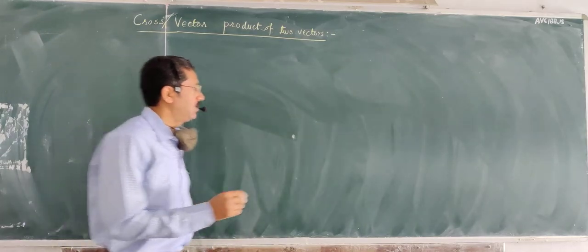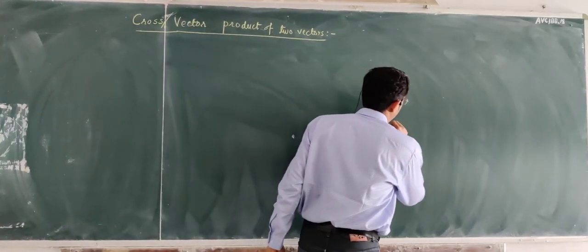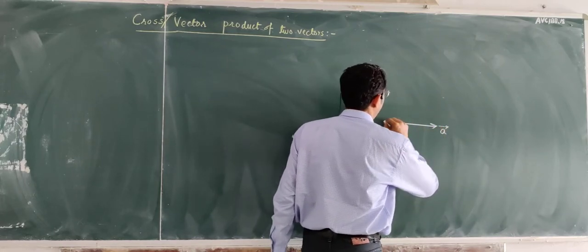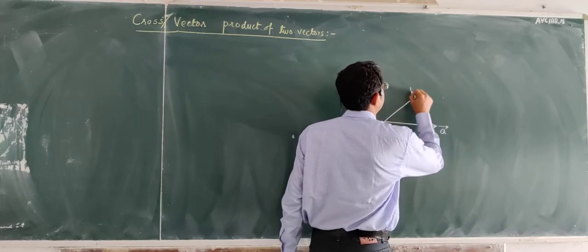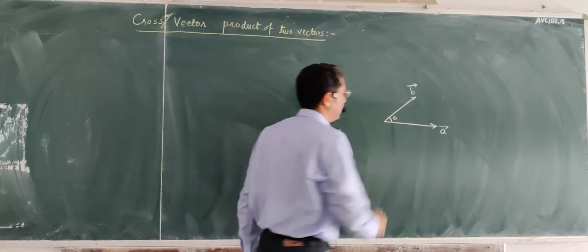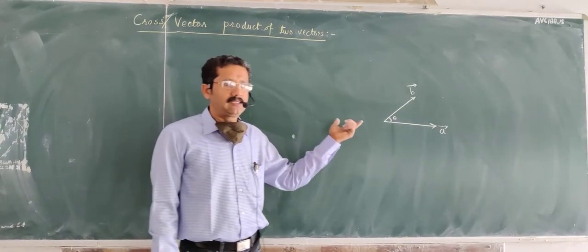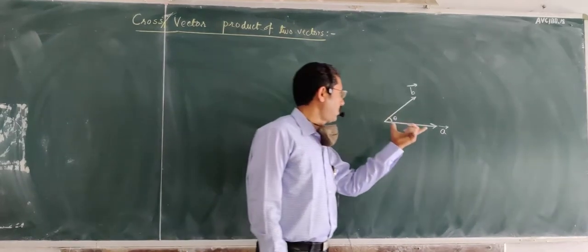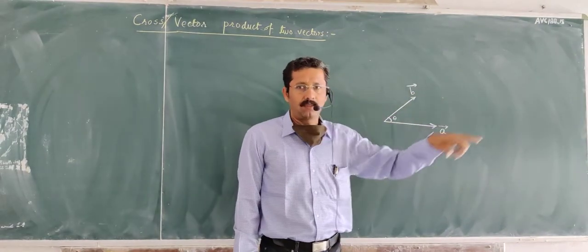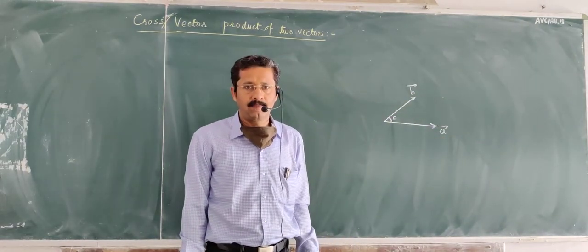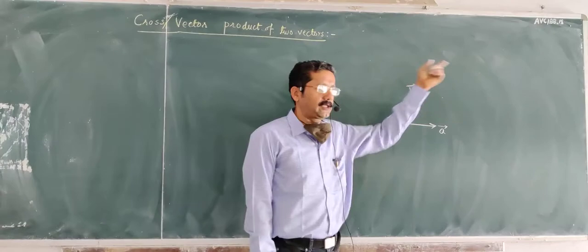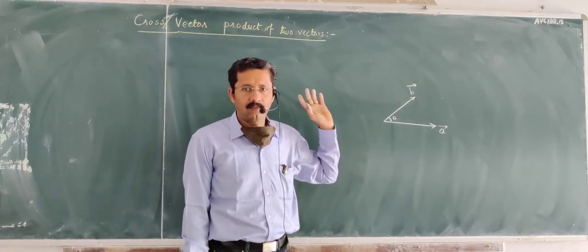Earlier, while we studied the dot product, we said that if I have vector A and vector B as two vectors like this, such that theta is the angle between them, then the dot product means the product of A with the part of B in the direction of A. That's what I said in the previous lecture. Or the product of B with the part of A in the direction of B. That is how it has to be.